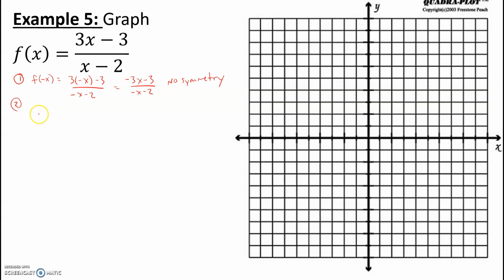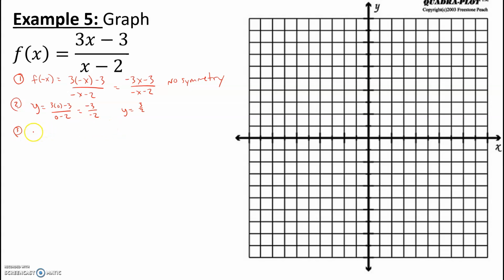Alright, the next one said find the y-intercept. So we plug in 0 for x. So y equals 3 times 0 minus 3 over 0 minus 2. So up top we got negative 3, and the bottom we have negative 2, so y equals 3 halves. There's our y-intercept.